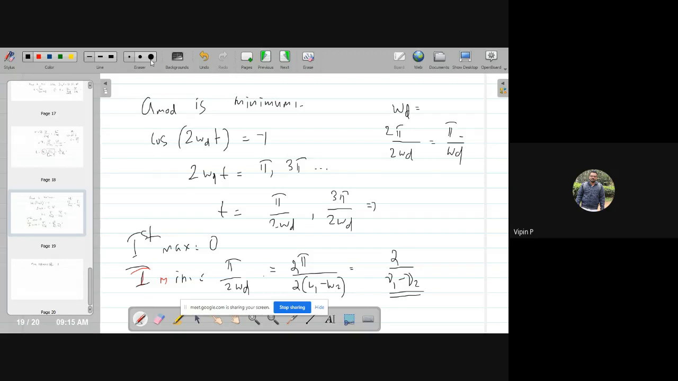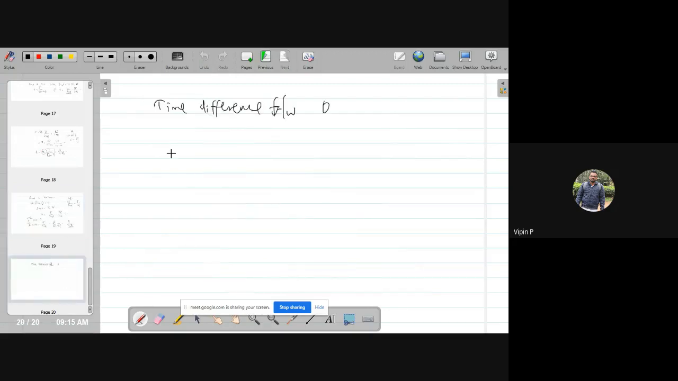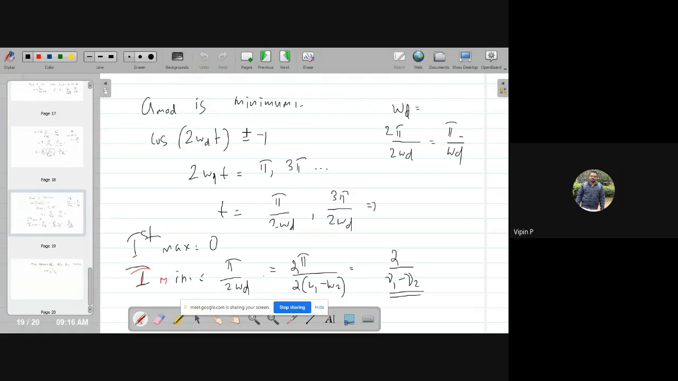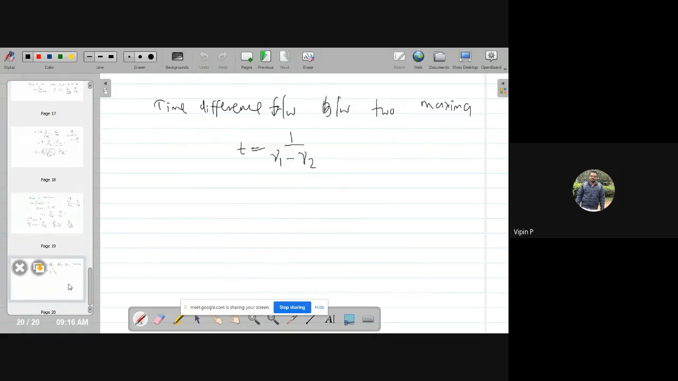Okay, maybe I'll do that later. I'll make a clarification later on, but I'll conclude what I want to say. Now the time difference between two maxima will be 1 by nu1 minus nu2. I'll derive it later. Maybe in the next class we'll discuss how this comes. I'm making a small mistake around here, but we can always find it, not a problem.